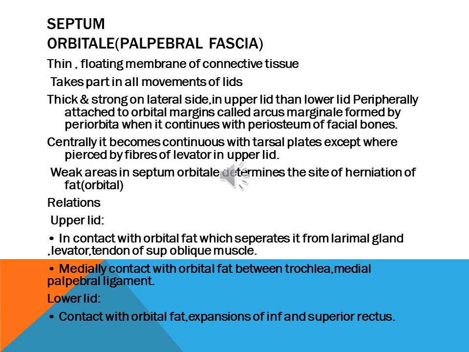Septum orbitale is the thin floating membrane of connective tissue, which takes part in all the movements of the eyelid. It is stronger laterally in the upper lid than in the lower lid. Peripherally it attaches to the periosteum of the facial bones, and it has some weakness because of the perforations by some structures passing through it, and that constitutes the weaker part through which the orbital fat can perforate.